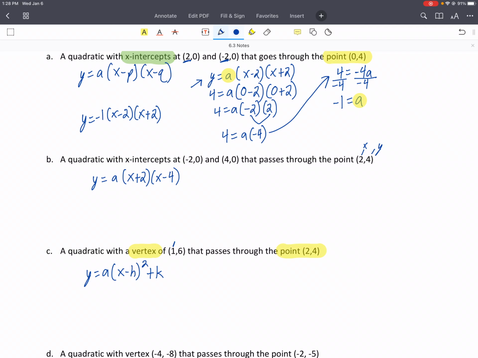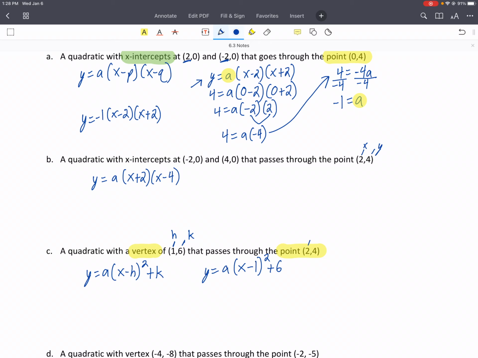So in our vertex, our x value is our h, and our y value is our k. So if we're plugging anything into the parentheses, so plugging our h in, we got to flip the sign. So if we plug that in, we're going to have y is equal to a times x. It's positive 1, so it's going to be minus 1 squared. And then we're going to have positive 6 plus 6.